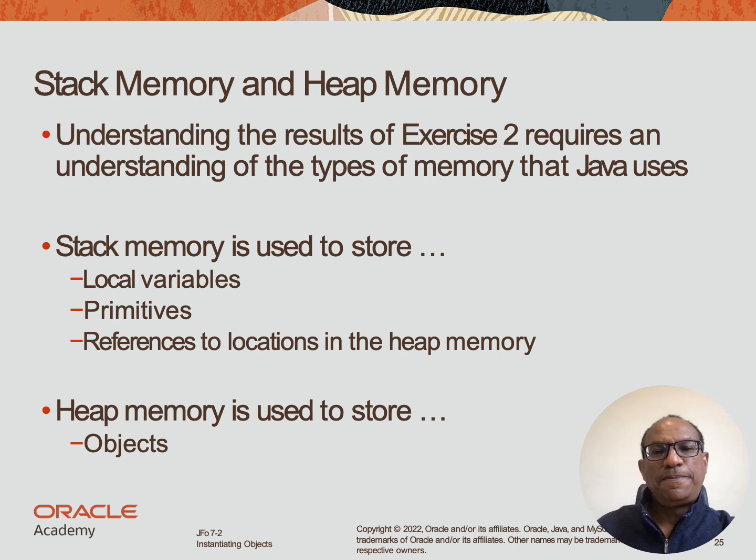Let's talk about memory. Java uses two types. Stack memory holds local variables and references. Heap memory holds the actual objects. References in the stack point to data in the heap.